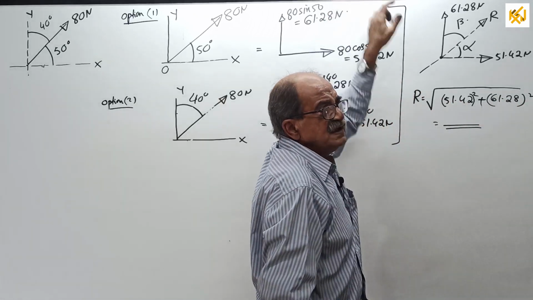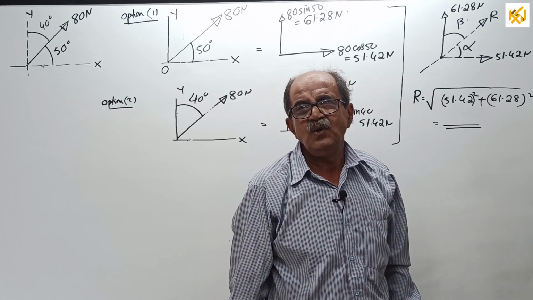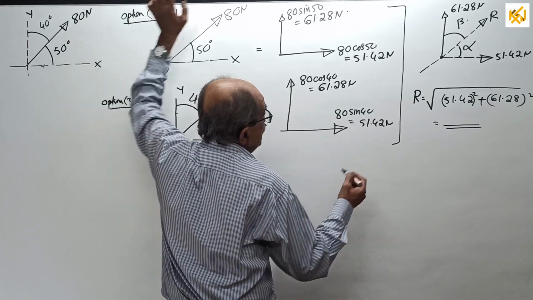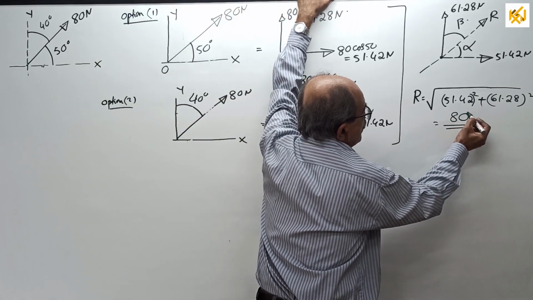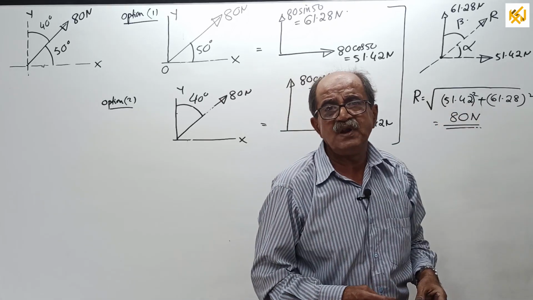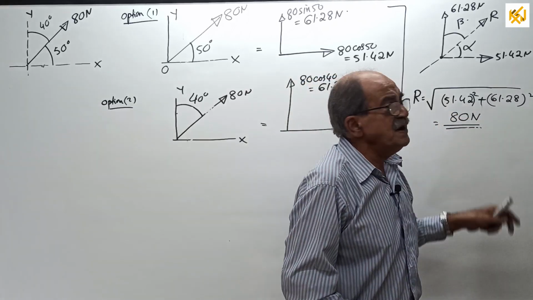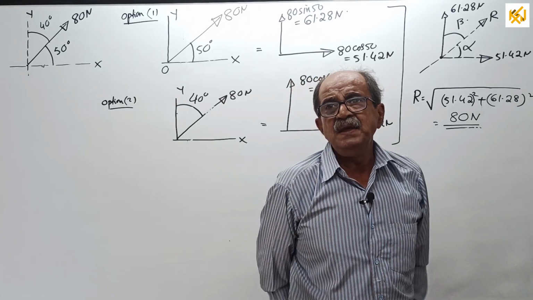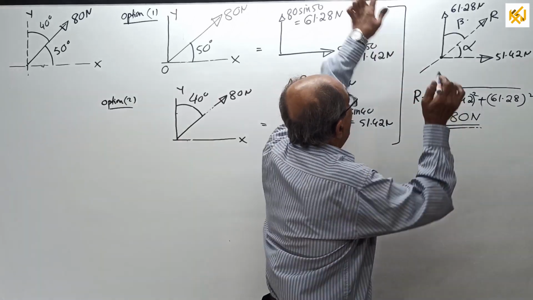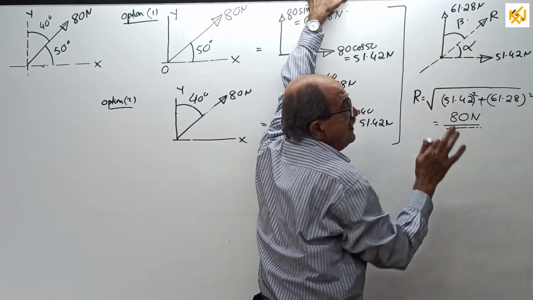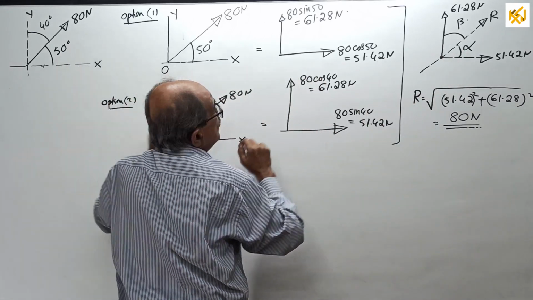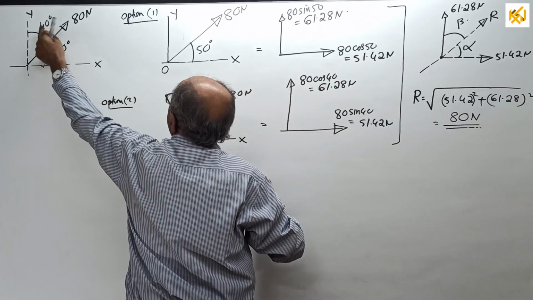Once again, here also I am not calculating. Why? Because the answer is known. It has to come 80 Newton. 100% it will come 80 Newton. But because of approximation or rounding error, maybe 79.99 or 80.01, if it comes that way, take 80 Newton. Now, I want the angles alpha and beta. That also you know the answer. Alpha has to come 50 degrees, beta has to come 40 degrees.